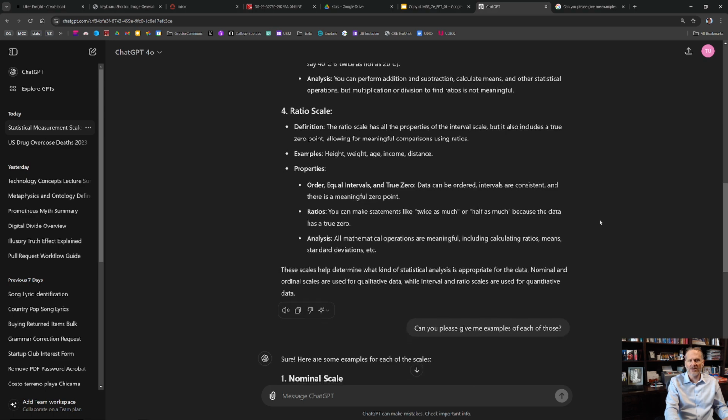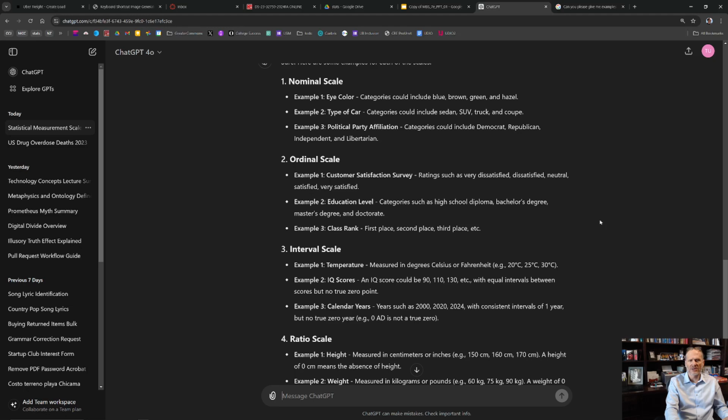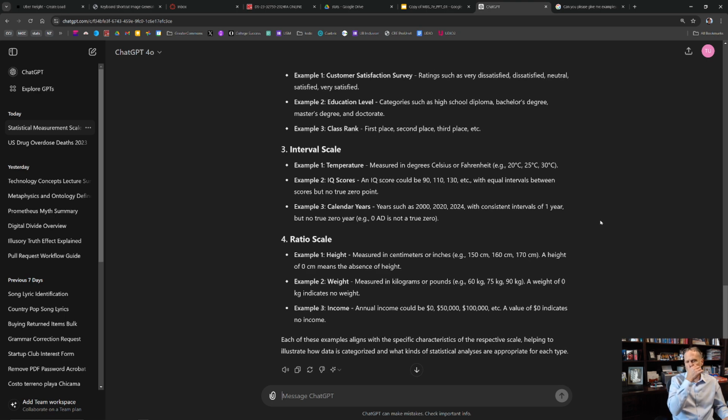And now you could pause the video here and read through ratio scale. And now here you could pause the video and read through those examples for nominal, ordinal, and interval. And then finally you could pause the video and read through the examples for ratio. But that's like the first chapter of statistics in this course.